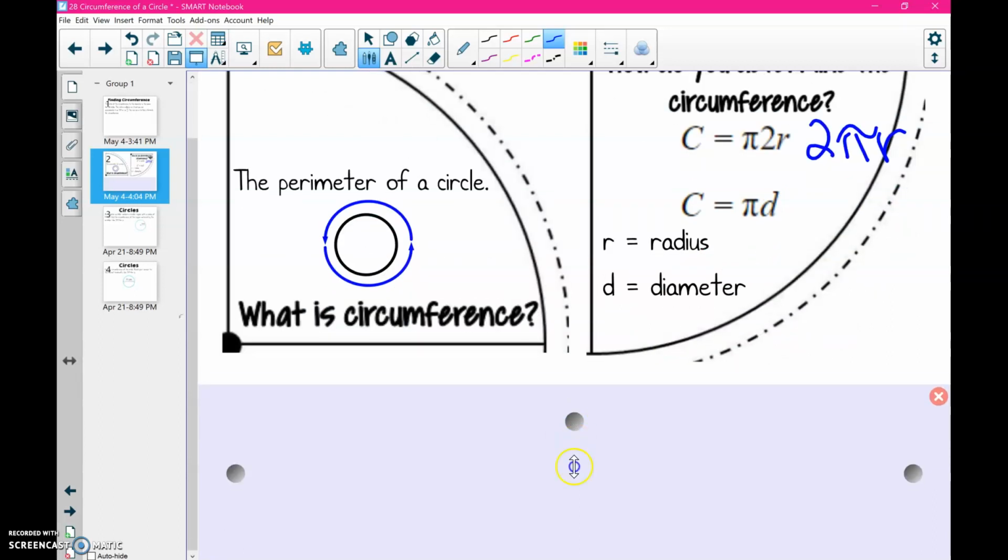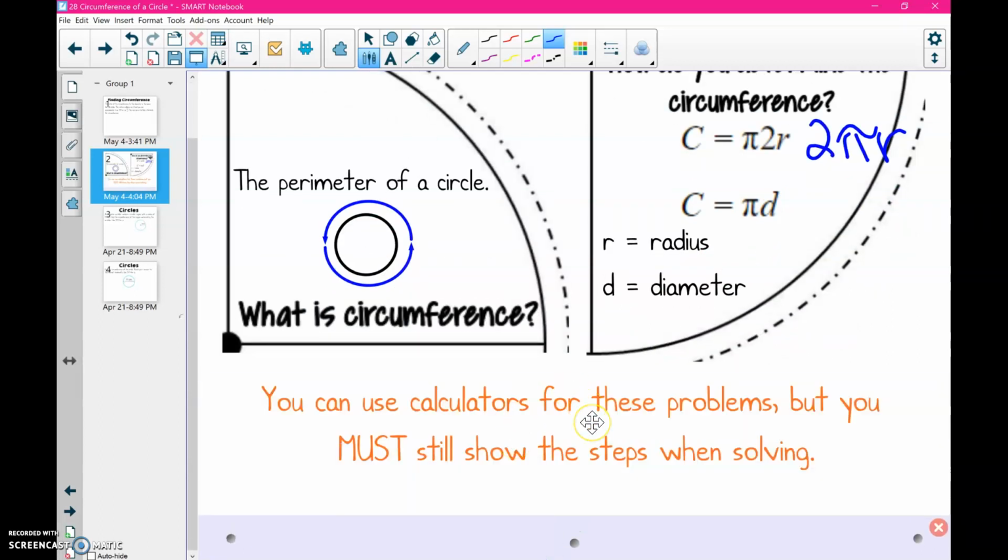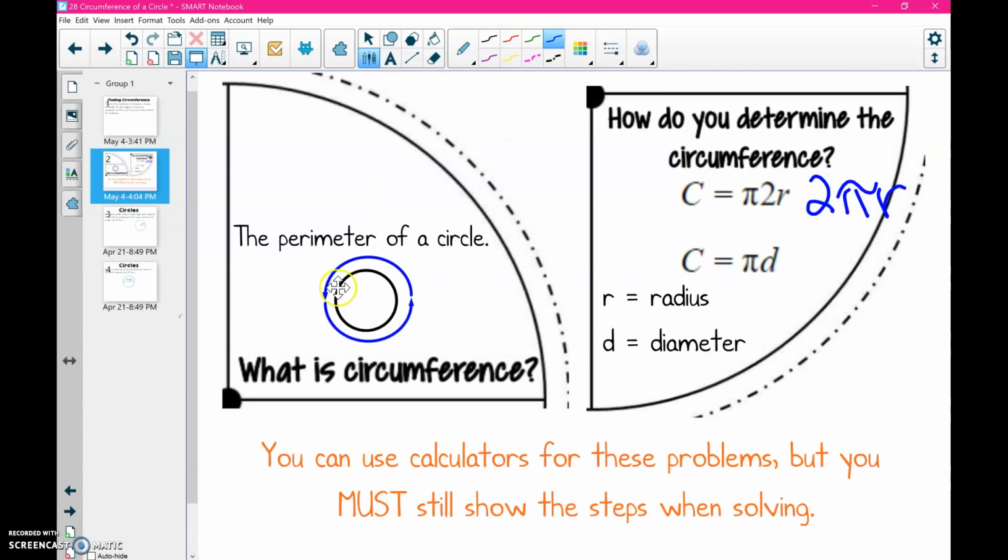Now when we're doing these problems, you can use calculators for them because there are going to be some difficult numbers and we don't need to waste time writing it all out. We just want to know that we can use the formula. I'm not assessing whether you can do the multiplication part. We've done that before. But you must show the steps. So when I'm showing you these next two problems, your work should look the same. You're just doing the multiplying in the calculator like we've talked about before. Okay, so let's go ahead and jump into this next one. Okay, and you can follow right along.